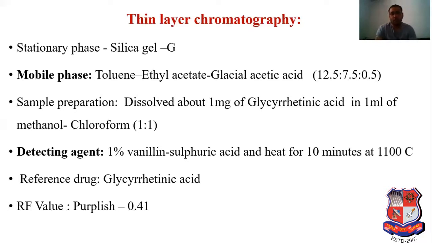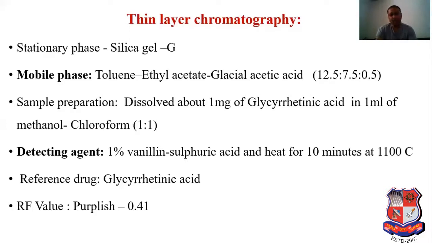Now analysis by thin layer chromatography. In thin layer chromatography, the stationary phase is silica gel G. The mobile phase is toluene, ethyl acetate, glacial acetic acid, in the ratio 12.5 to 7.5 to 0.5. For sample preparation, generally whenever we do TLC, we prepare a solution of 1 milligram per ml in methanol, but here we prepare 1 milligram per ml of glycyrrhetinic acid in a solution of methanol to chloroform, 1 to 1. The detecting agent is 1% vanillin sulfuric acid, and heat for 10 minutes at 110 degrees centigrade.